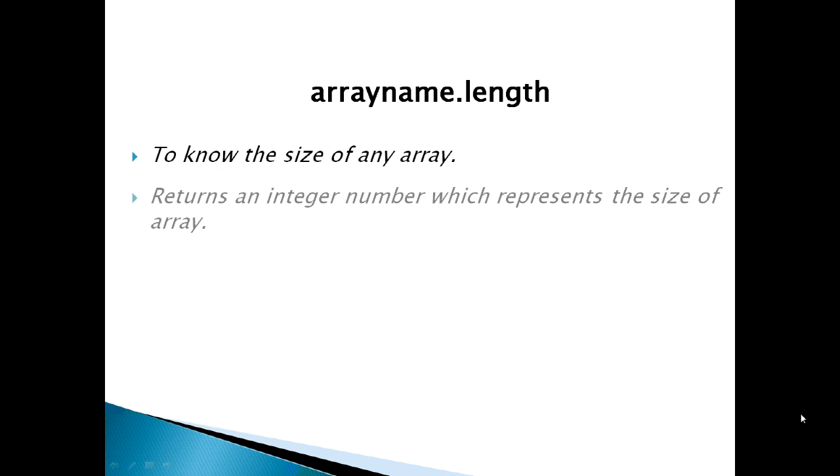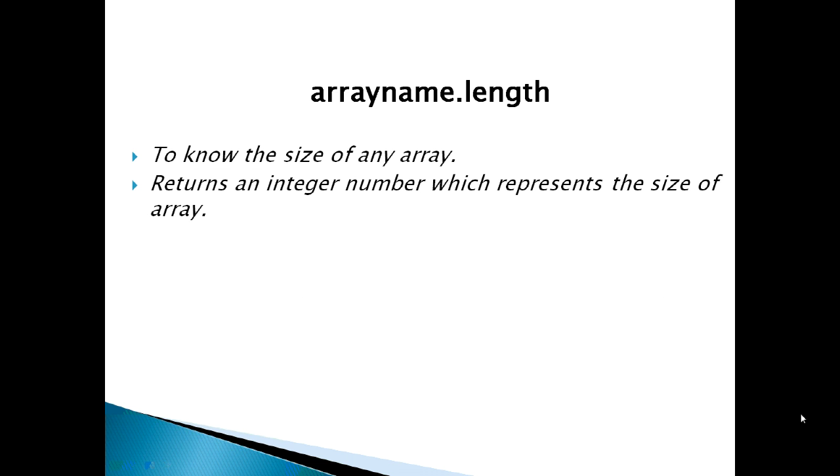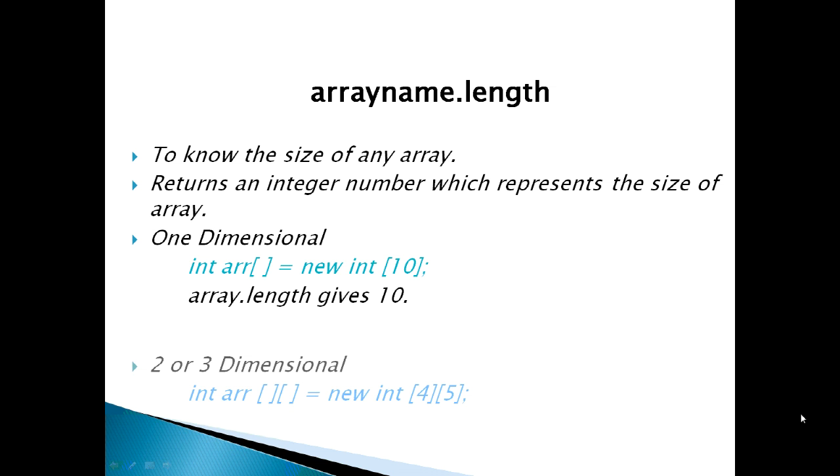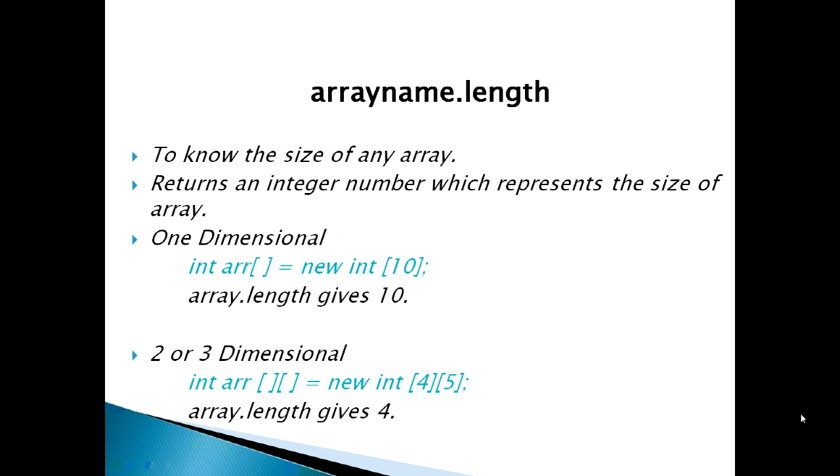Next is arrayname.length. If we want to know the size of an array, we can use this property, length. Arrayname.length returns an integer number which represents the size of an array. For example, if the array is one-dimensional, the array.length property returns 10. But in a 2 or 3-dimensional array, the array.length property gives the number of rows of the array. It will give 4.